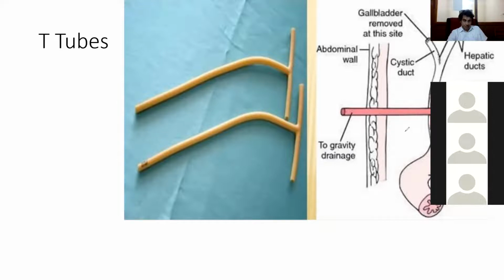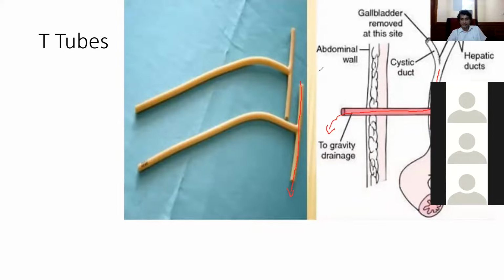To avoid that problem, we insert a T-shaped tube. This part of the T stays in the bile duct. This part comes out. But there is a hollow from here to here also. So this is a rather clever device, which means that if there is no block, the bile will flow down directly. If there is a block, instead of biliary peritonitis occurring, the bile will safely come out outside the abdomen also. So it does both those things.